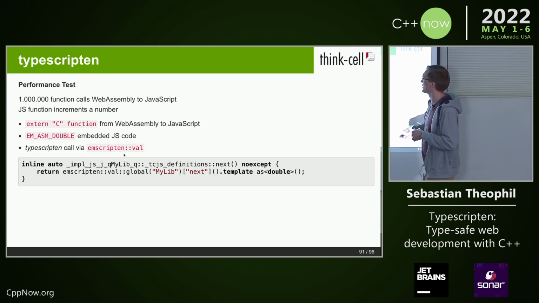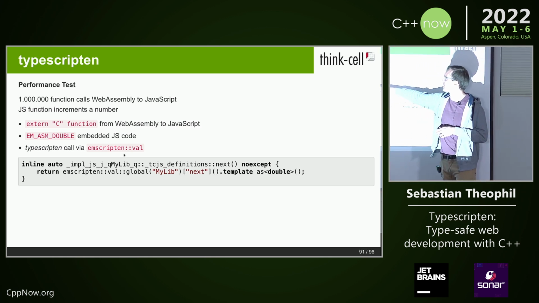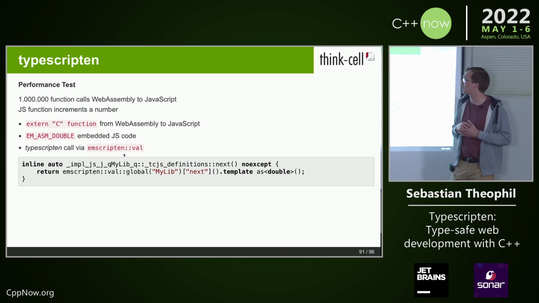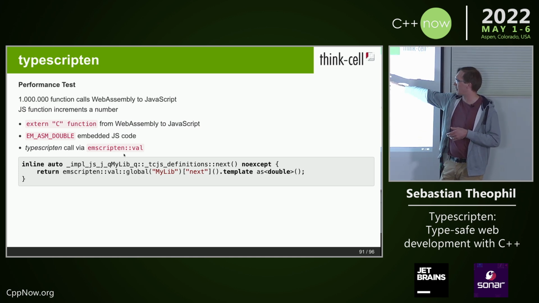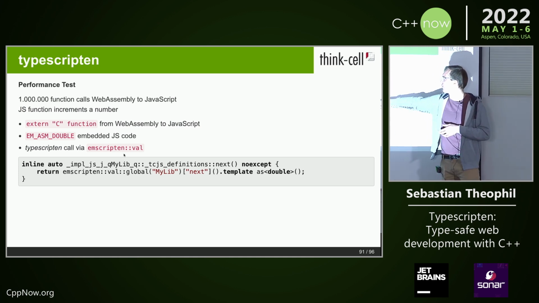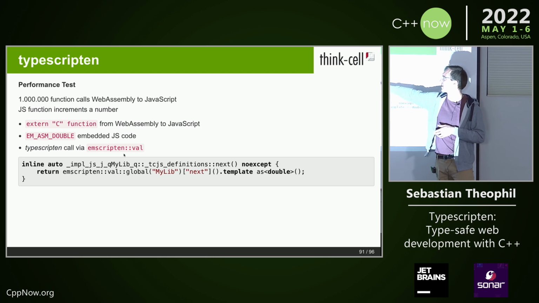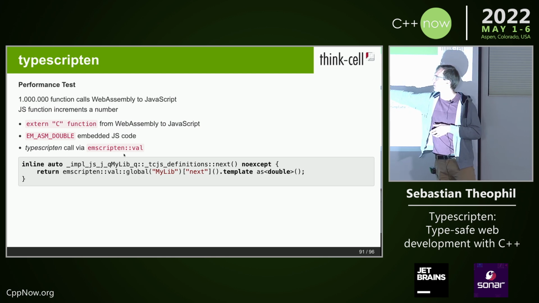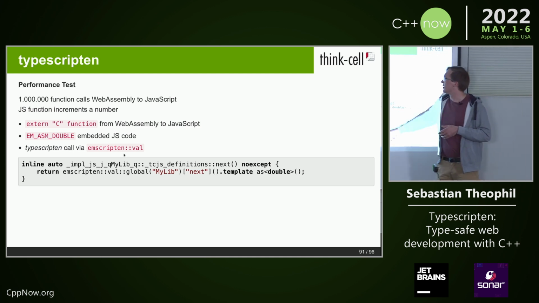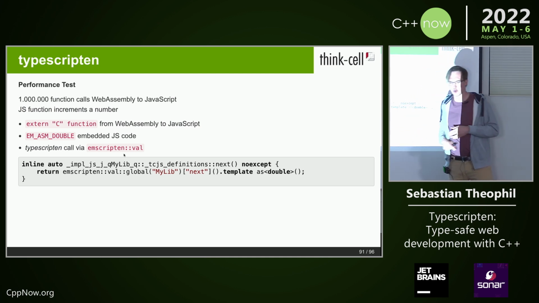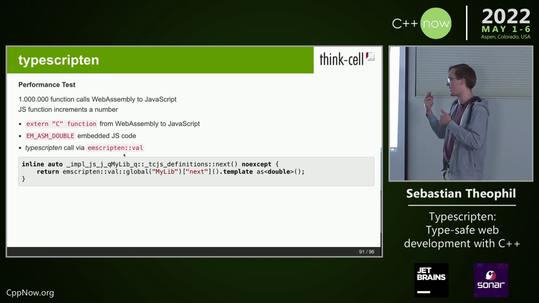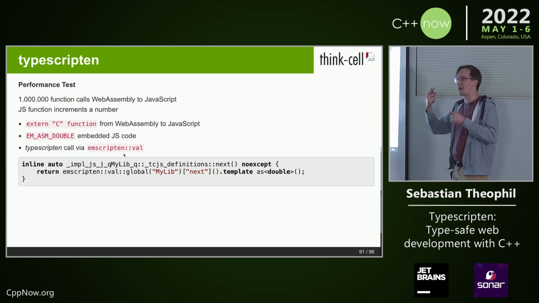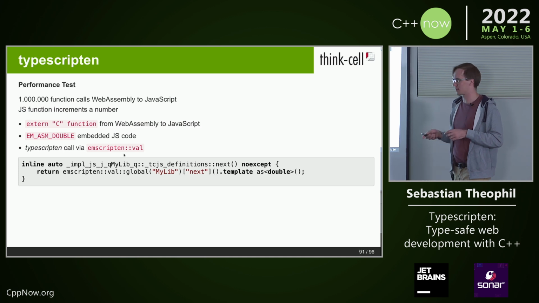So I tried to measure it and made a very simple benchmark. I just make 1 million calls from WebAssembly to JavaScript. The JavaScript function does nothing, it just increments a number. And I wanted to measure what's the overhead of my approach: how fast is it when I just call an extern-C function, when I do this macro embedding, and when I make this call with two C strings that have to be converted to JavaScript strings, which probably also has an effect on the optimizer in the JavaScript runtime because I don't hard code those accesses.